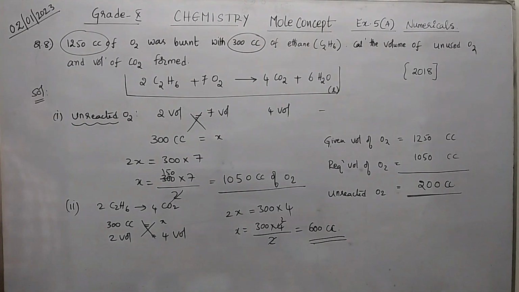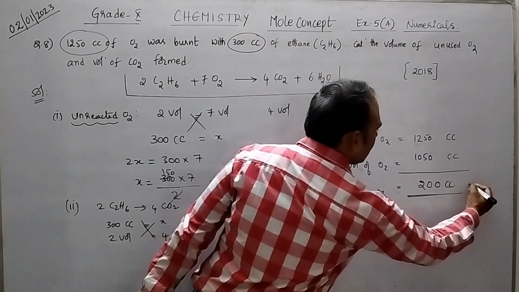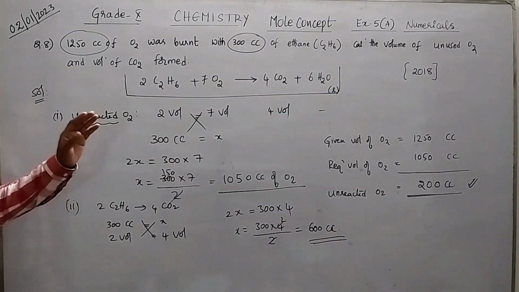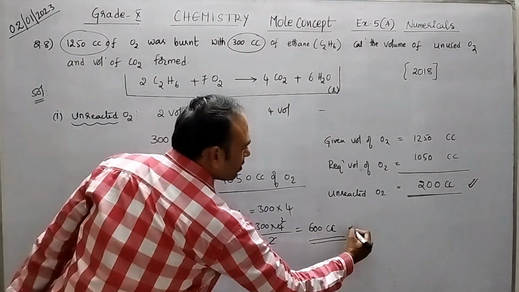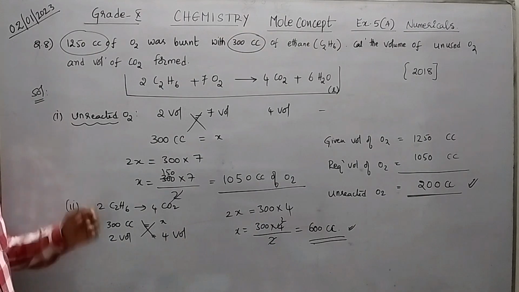Hope you have understood this now. First and foremost thing, how much is unreacted oxygen here? Unreacted oxygen is 200 centimeter cube. And now how much CO2 is formed? That is 600 cubic centimeter. Hope you have understood this. Now let us move to question number 9.